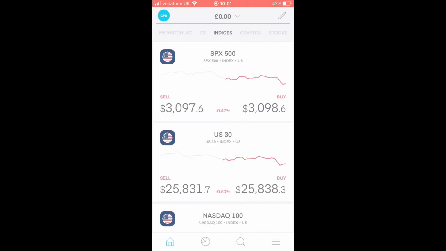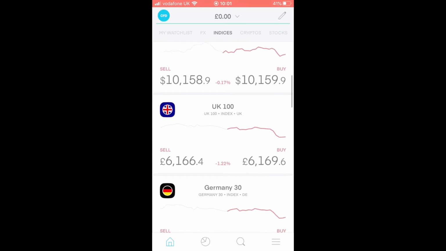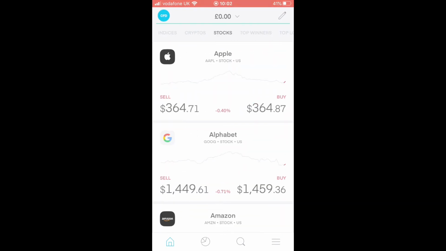There's also a number of indices that you can trade in the CFD platform. For example, here you've got the S&P 500, the Nasdaq, FTSE 100, the German market and the Euro Stock 50. You can also trade CFDs in individual companies. And if you use leverage, you could stand to make more money if you correctly predict the price movement.